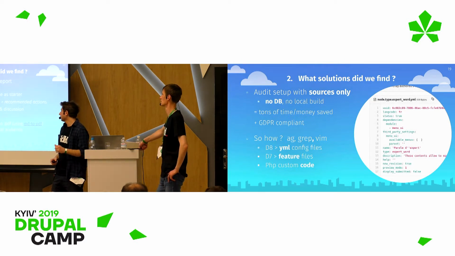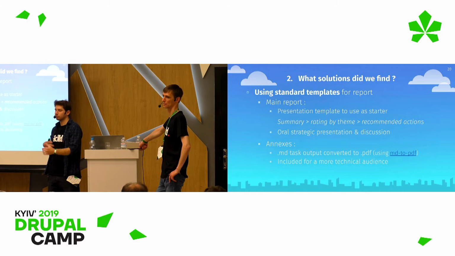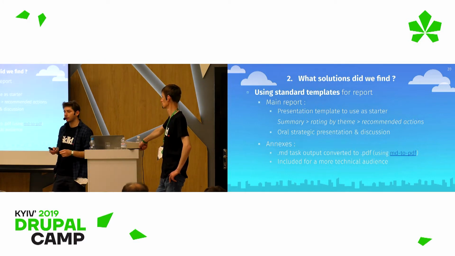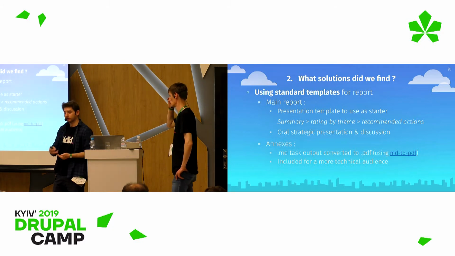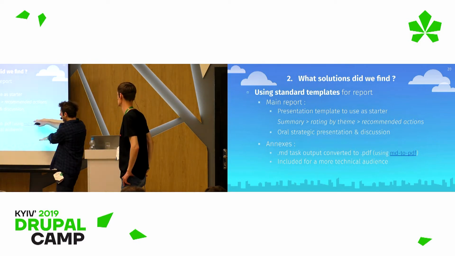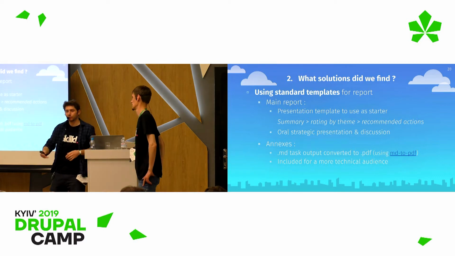So really quickly, we also noticed that every project manager connected to audits was restructuring and redoing the final report that we give to the client. So we also try to standardize that using a template for reports, and we always now use the same table of contents: summary, rating the team, and recommendation action. And actually, the detail of the audits doesn't appear here. We have them as annexes for technical people to look at.